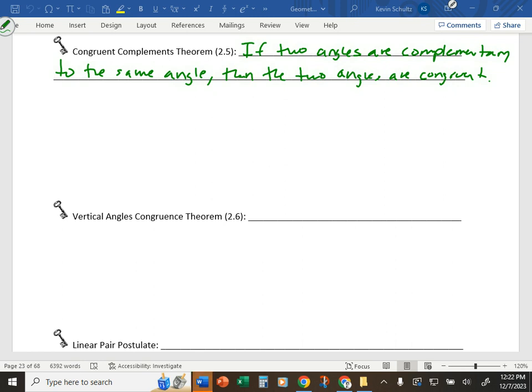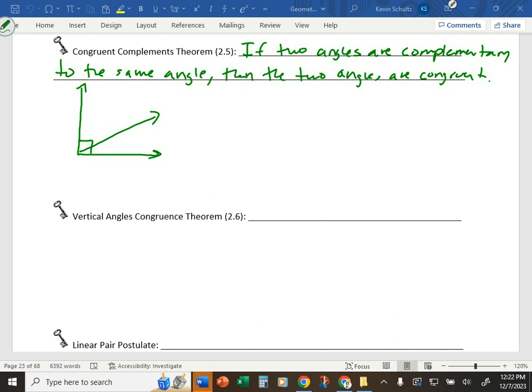For example, how can we easily show in a diagram that two angles are complementary? What can I use? Sam? A right angle symbol, right? Because complementary means 90 degrees. So if I've got two angles, right, with the right angle symbol there, that means that the two angles together add to be 90. The two angles together are complementary.